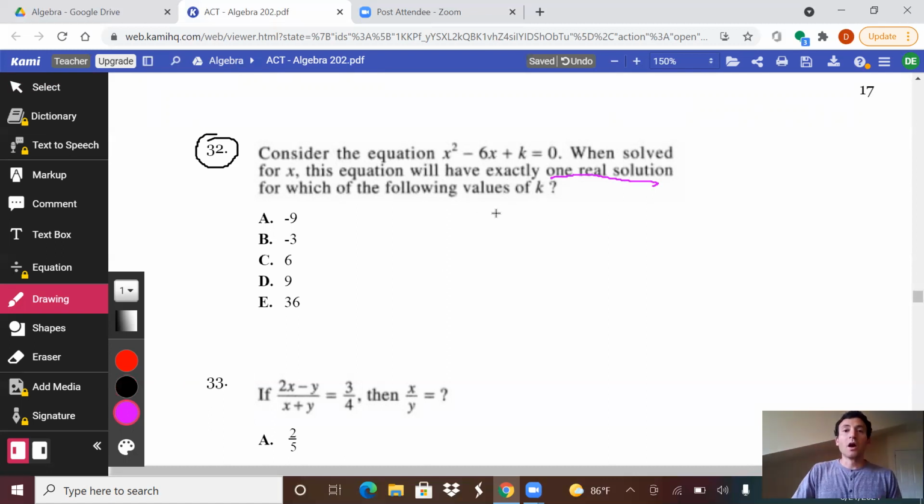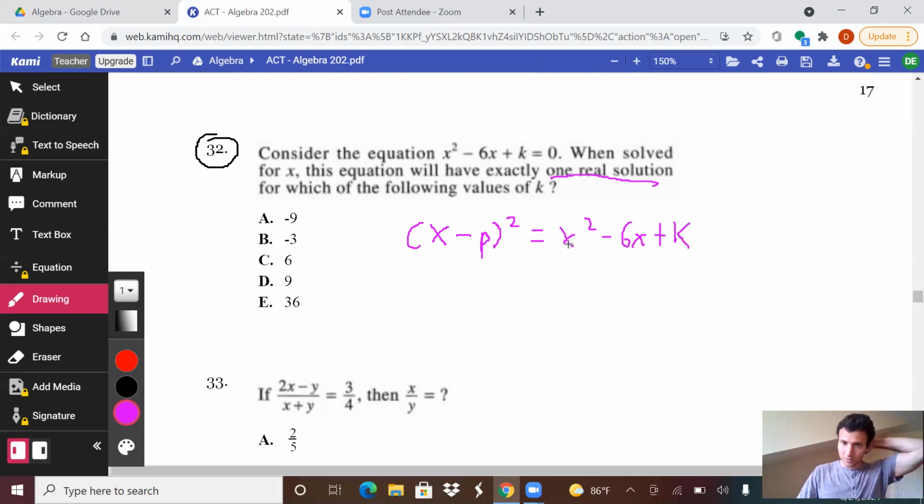Okay. So this is a perfect square. In other words, to have only one solution, this needs to be x minus some number, I'm just going to call it p, squared, which is going to equal x squared minus 6x plus k. So the question essentially is, how do we get a perfect square? And the way we do it, and I'm just going to give away the answer here, is it's going to be d. It's got to be 9.